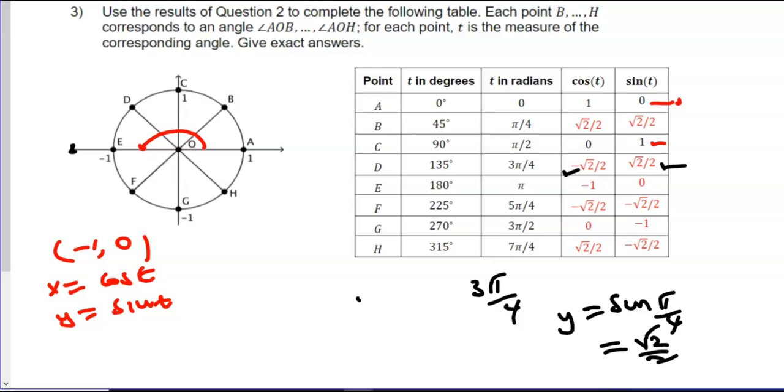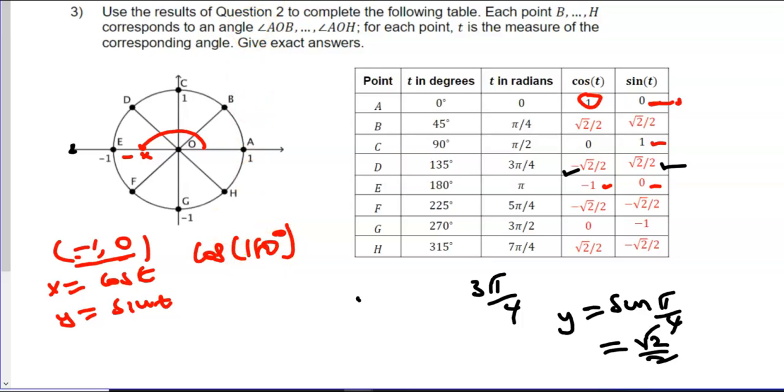Now E is lying on the same line as A. If you remember, it means that the value for E is going to be like the value for A, except we are going to make some small changes. If you look here, the x coordinate is going to be negative. So we have -1 and 0. Now cosine of 0 was 1. And because this is negative, the cosine of 180 degrees is going to give us -1. Now the sine of 0 is 0. So the sine of 180 is going to give us 0.